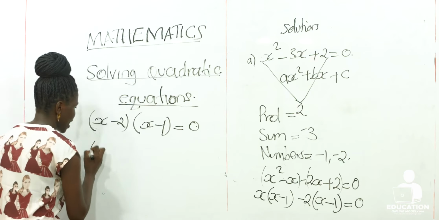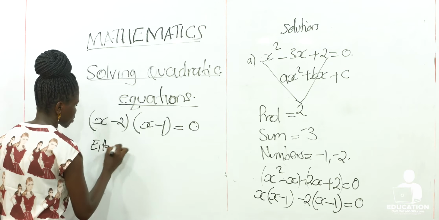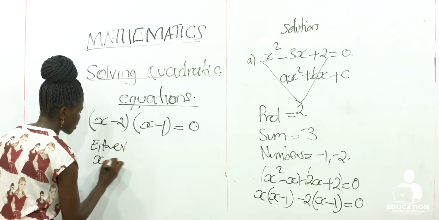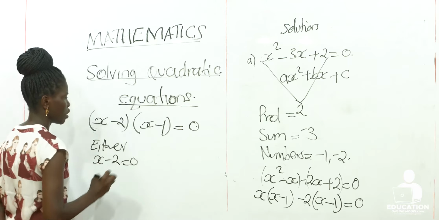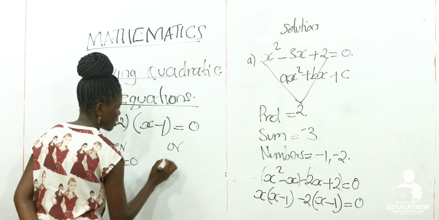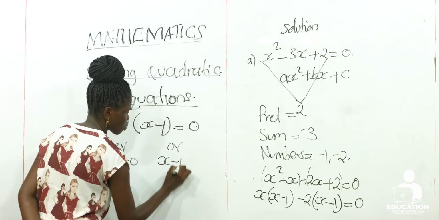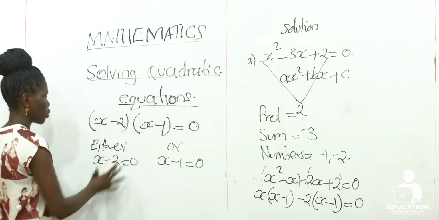or we can even get one of the values of x being 0. So we're going to say either the first value of x, which is x minus 2, is equal to 0, or we shall find the second value of x, being x minus 1 is equal to 0. So we come and work this out.